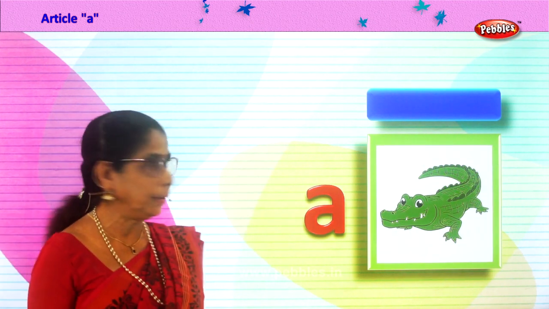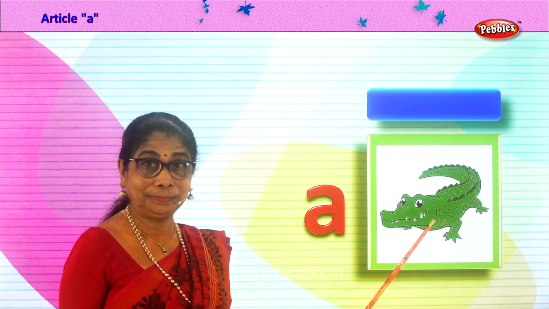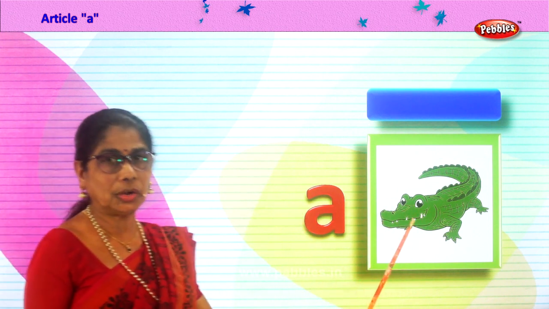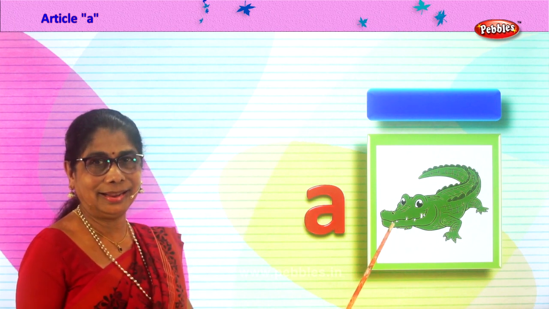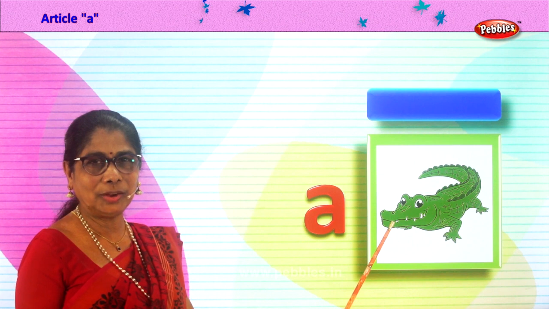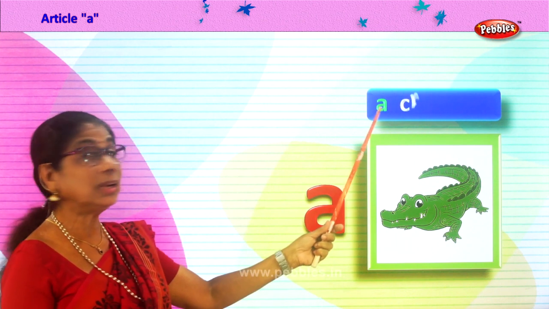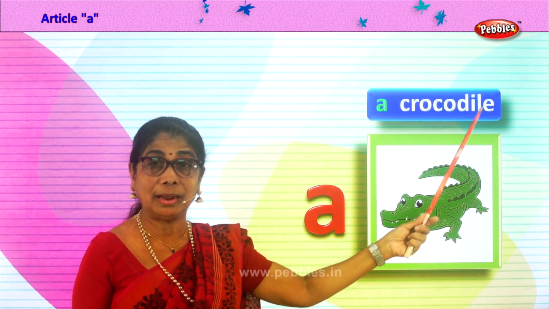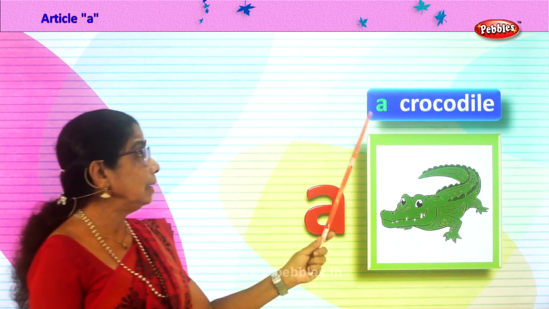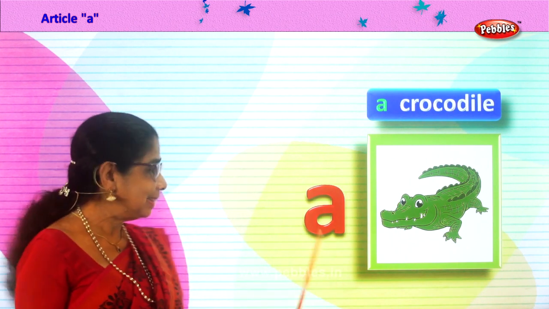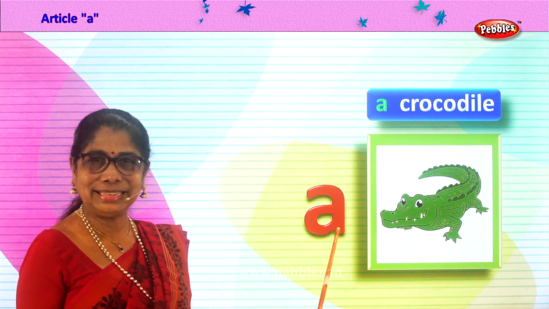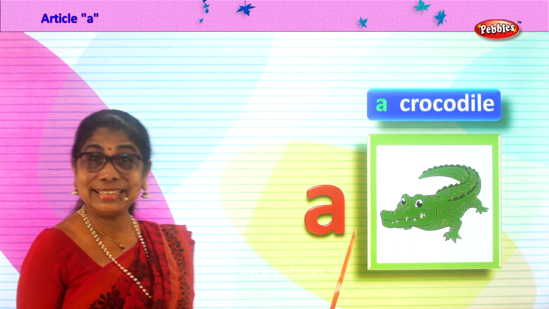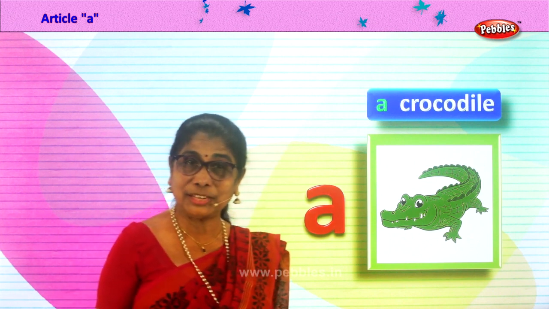Look at this picture now. Who is this sitting here? Crocodile. Your article A. Read now. A crocodile. A crocodile. Okay? How do you spell crocodile? C. It begins with C. So, a crocodile. C-R-O-C-O-D-I-L-E. Crocodile. A crocodile. Yes? Now you learned how to use article A. Yes, in front of consonants. Is it interesting? Let's look at another picture.